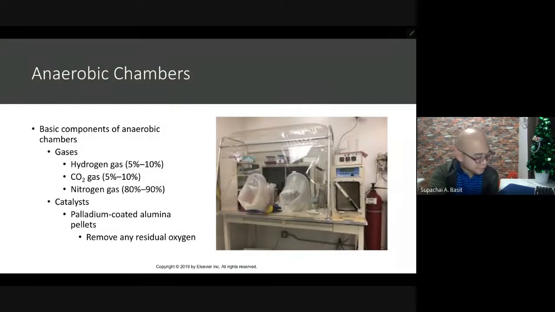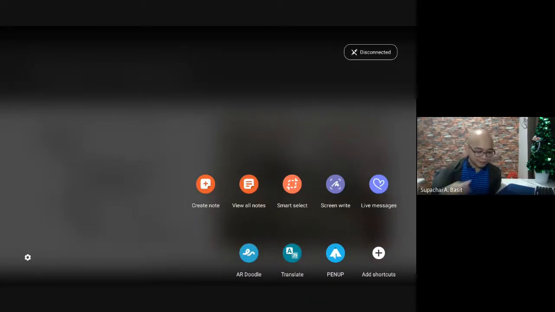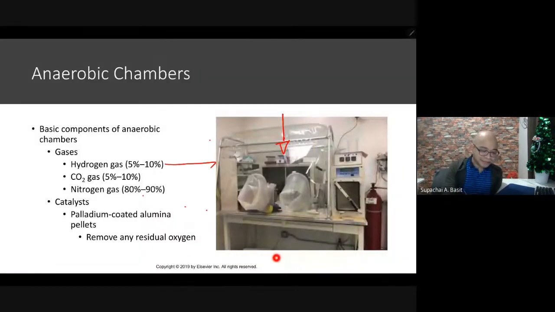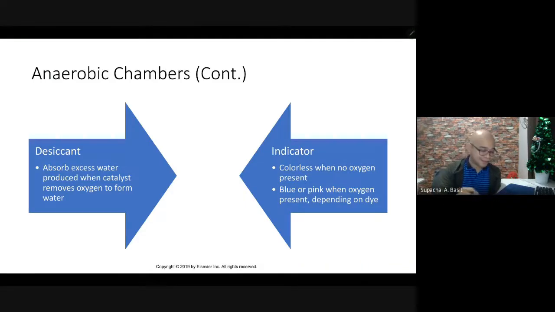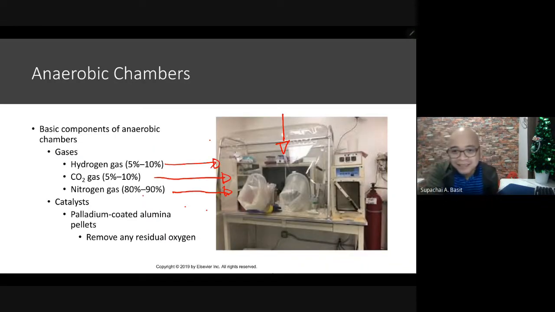So, again, the basic components of the anaerobic chamber. Inside this chamber, it contains 5 to 10% hydrogen gas, 5 to 10% CO2, and then 80 to 90% nitrogen gas. If you locked a person in here, would they survive? No. Because we are exposed to 21% oxygen. So, inside this, there is no oxygen.